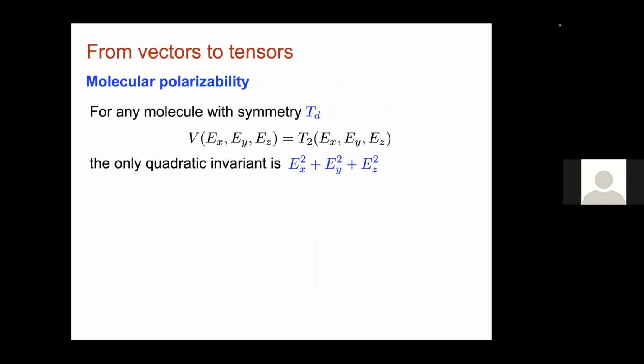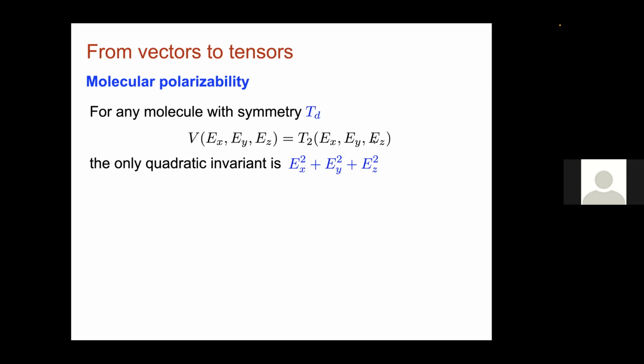Now, before I do that, we can do this also for the methane molecule. Methane has TD. For methane, you have computed this in one of the exercises. The vector representation is already an irreducible representation. Ex, Ey, Ez is a 3-dimensional representation. If you have done the exercises, that was exercise 1.5, I think, yes, it's TD. And the vector representation is T2.